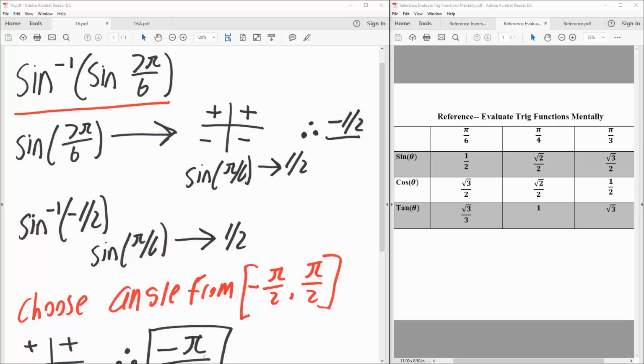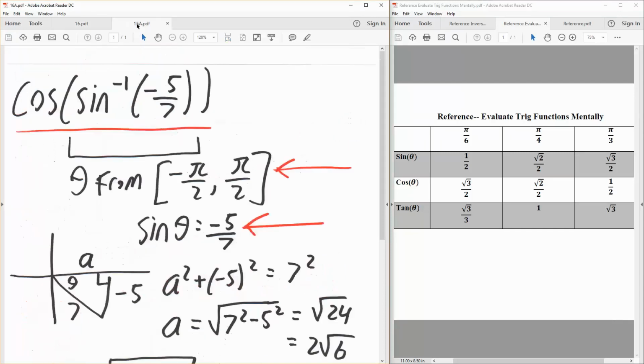Okay, in this video, we will go over inverse trig functions and we will solve two problems. These two problems are slightly more difficult. The first one is this: we want to find the sine inverse of sine 7 pi over 6. The next one we have is cosine of sine inverse of negative 5 over 7.